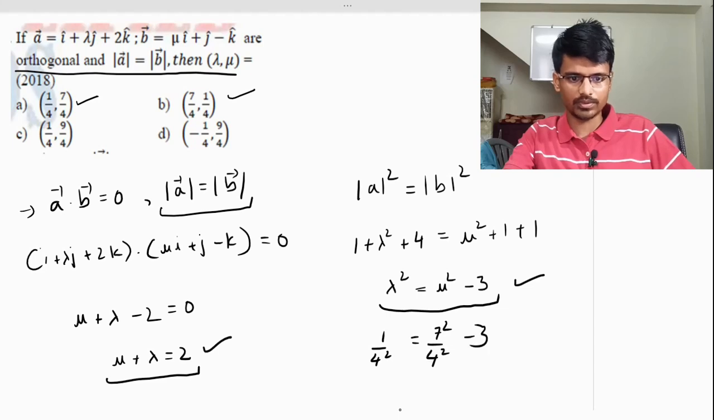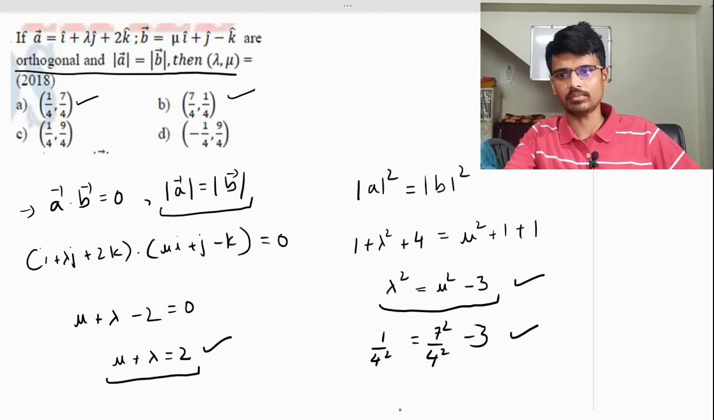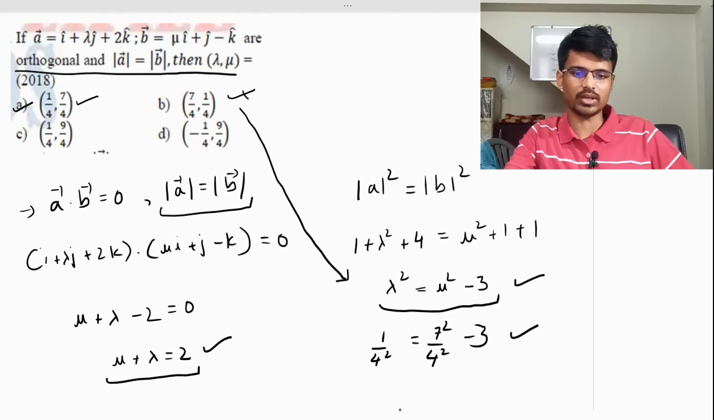Yeah, if you simplify this, this equation is going to be satisfied. So the correct answer is option A. Option B won't satisfy this relation, so this is not our right answer. So option A is the correct answer, and you can verify that.